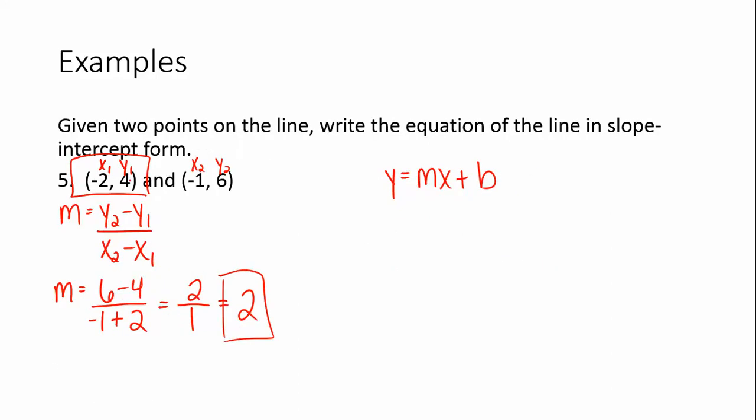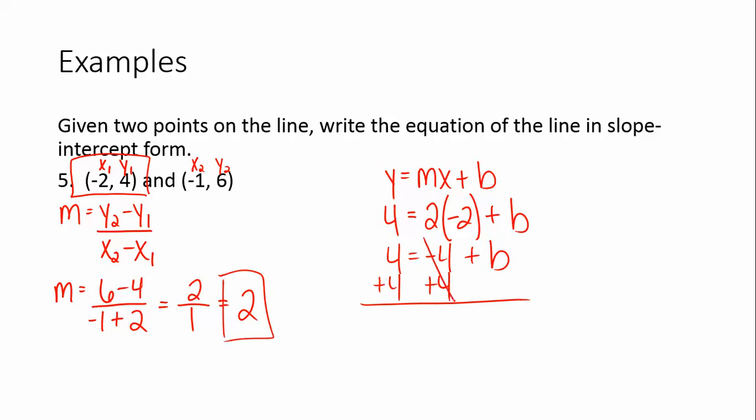So you plug the 4, that's y1, in for y, plug positive 2 in for our slope, that's what we just calculated, and we plug a negative 2 in for the x, for that ordered pair, negative 2, 4, and we solve. So 4 equals negative 4 plus b, add 4 to both sides, and we get that 8 equals b. So now we have slope, and we have our b. We want to write the equation, so it's y equals 2x plus 8.